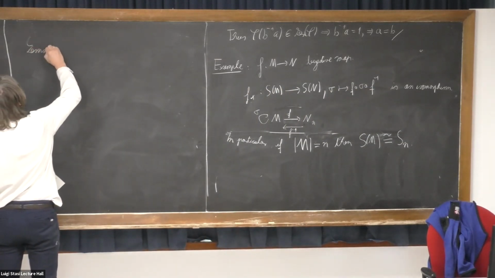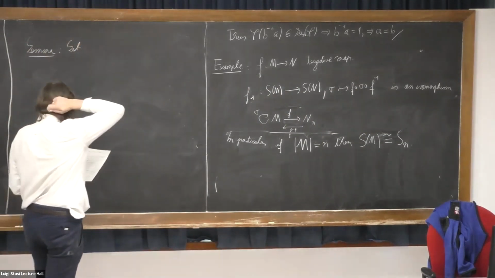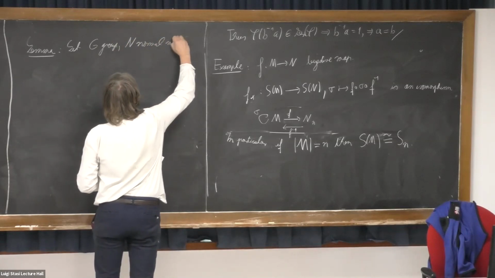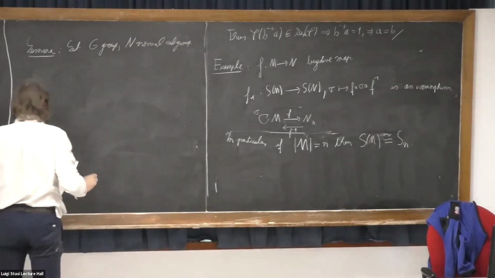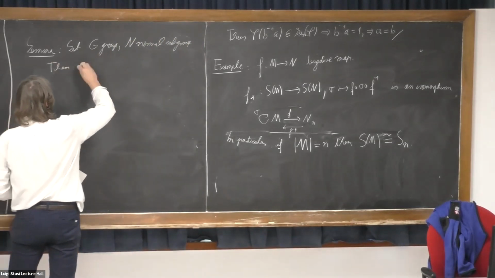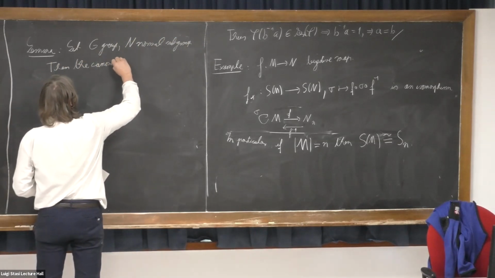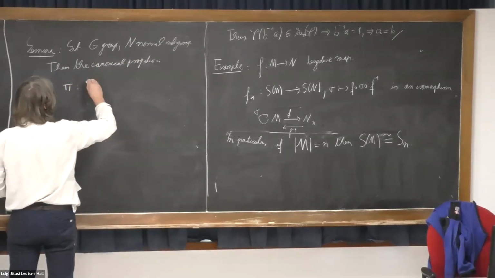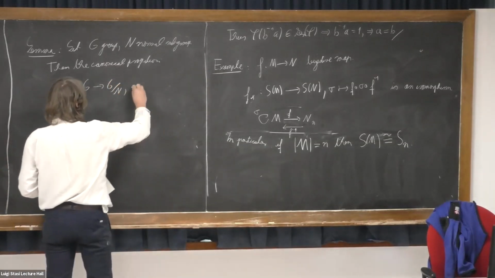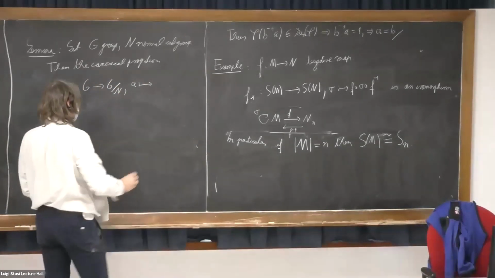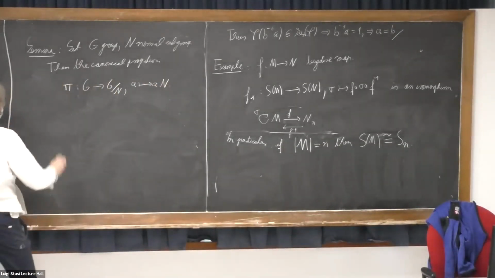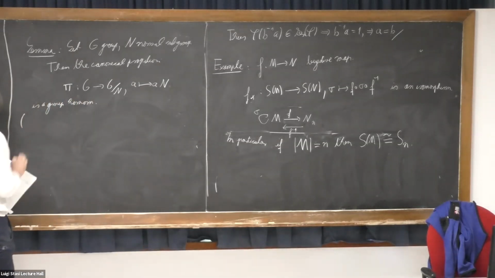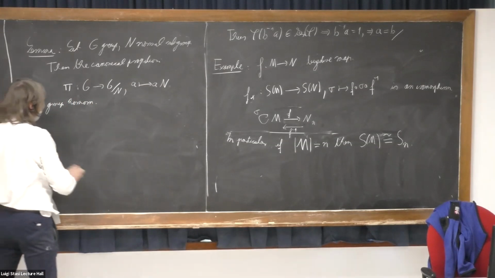So, lemma. Let G be a group and N a normal subgroup. Then the map P, what one usually calls the canonical projection, from G to G mod N, which sends an element A to its coset, is a group homomorphism, and maybe I should also say with kernel N.